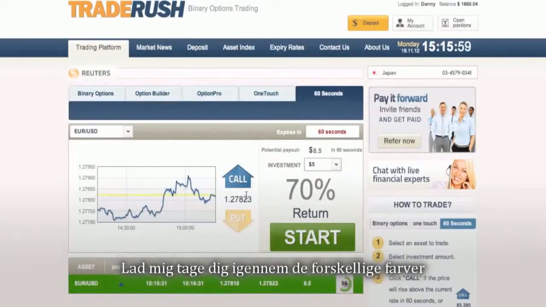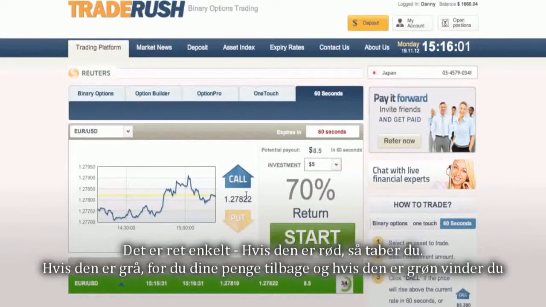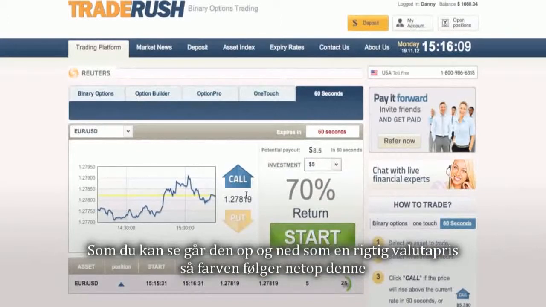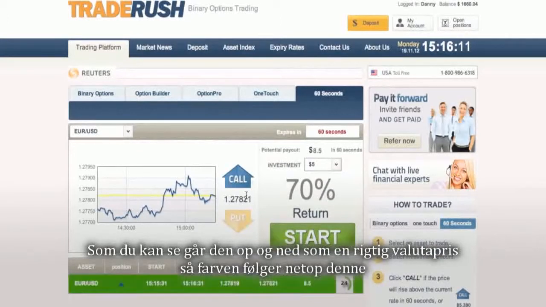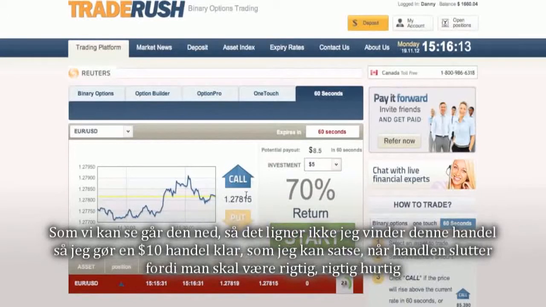Now, let me take you through the colors. They're quite simple to understand. If it's red, you're going to lose. If it's gray, you get your money back. And if it's green, you're going to win. And as you see, it's going up and down like a regular currency price. So the color changes with that. And as we're counting down, it doesn't look like I'm going to win this trade.